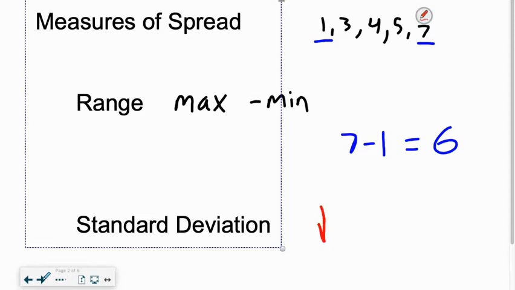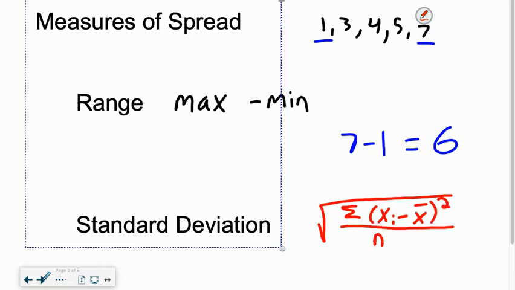Now, standard deviation is a whole big fun formula. The square root of the sum of the individual values minus the mean. So x bar is the mean, x subscript i is the individual values. You square those, and you divide by the number of values n minus 1.